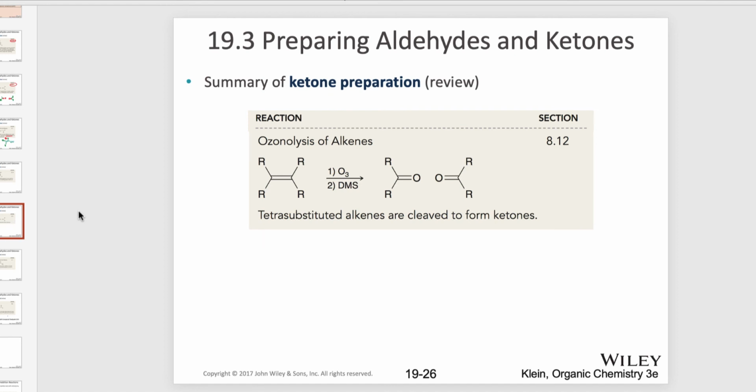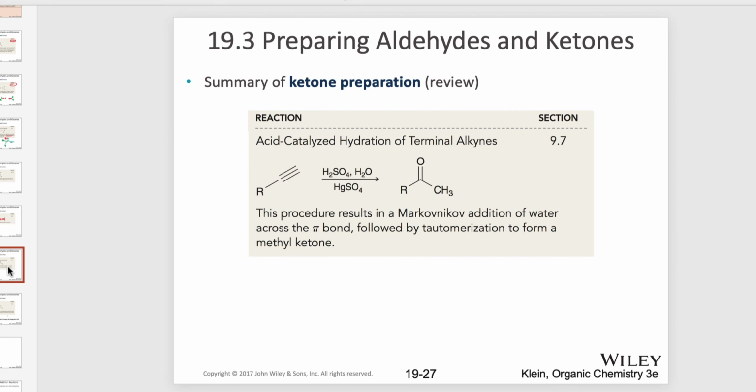And then here we see the ozonolysis again. We had seen this carbon-carbon double bond is replaced with 2 carbon-oxygen bonds. And now the main difference is that all the substituents around the alkene are going to be some type of R groups. It could be the same, it could be 4 different R groups. And now here we see something familiar again, terminal alkynes, but now for the preparation of ketones.